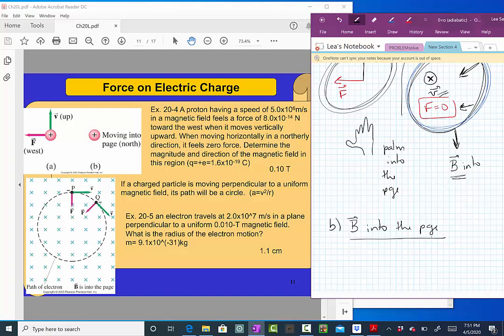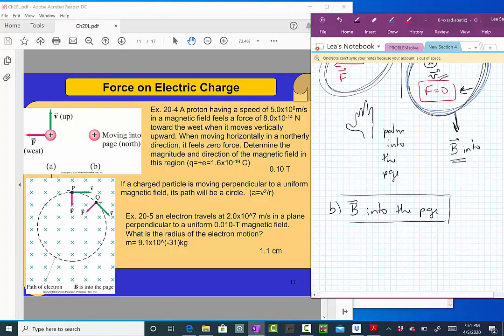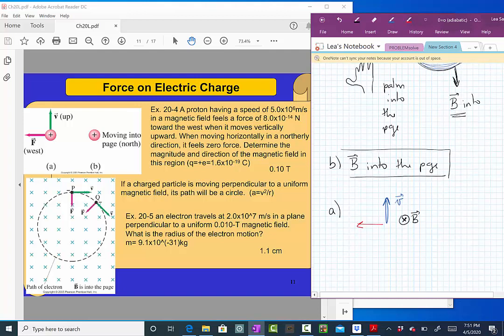Now that I know that the magnetic field is into the page, I can come back to part A. In part A, what do we have? We have the particle, the proton, moving up. We already know from part B that the magnetic field is into the page, and the force is to the left. So in this part A, velocity and field are exactly perpendicular, so theta in this case is 90 degrees.